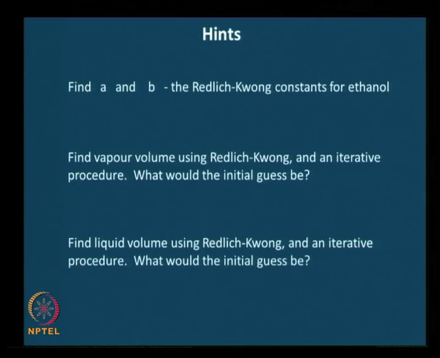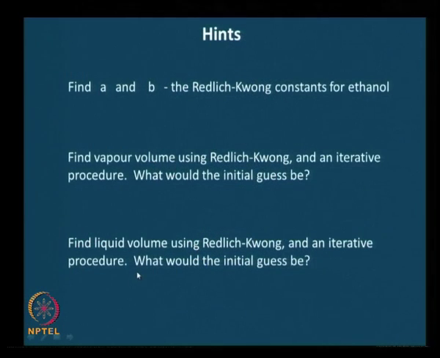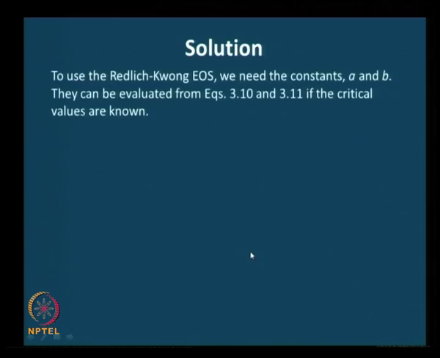You had to look at the appropriate appendix and then find the vapor volume using the Redlich-Kwong equation and an iterative procedure. The question was, what would the initial guess be? The initial guess is the volume that one obtains from the ideal gas equation. The other hint was to find out the liquid volume, which is the next part of the solution, using the Redlich-Kwong equation of state and an iterative procedure. In this case, the initial guess was going to be the volume of the molecules as given by the constant B.